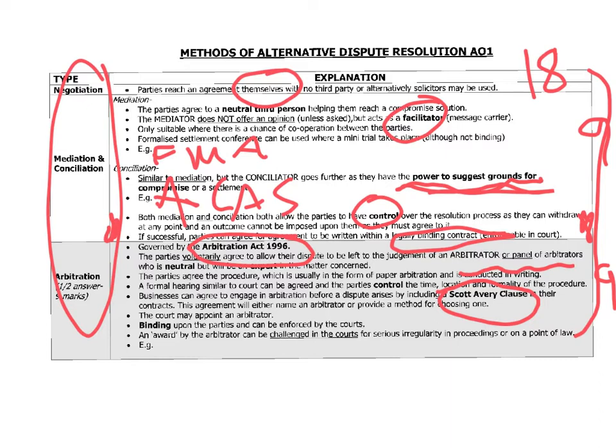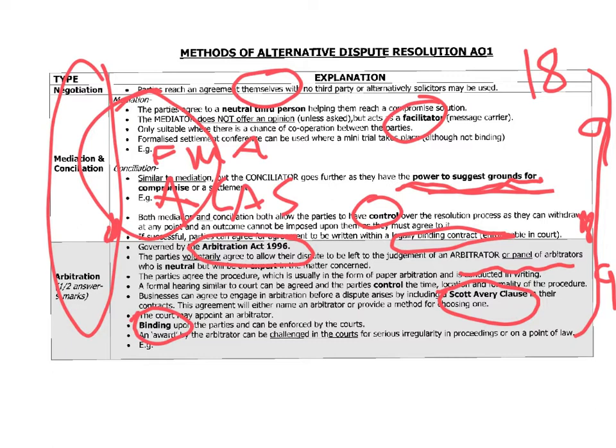So either name somebody that will do it or it'll help you choose the arbitrator to suit you both. Whatever the arbitrator says is binding. So with the others, these are only binding if it's put in a contract, right? Negotiation isn't binding at all. Arbitration is binding upon both parties. So whatever the arbitrator says, you have to follow.